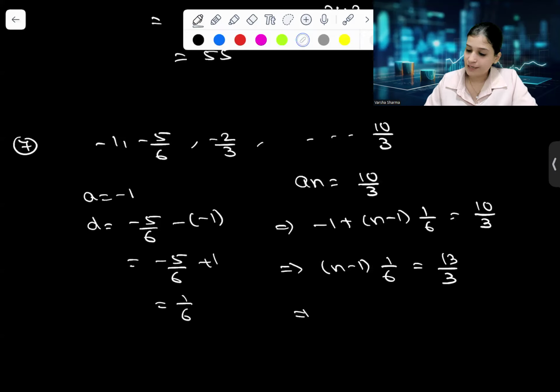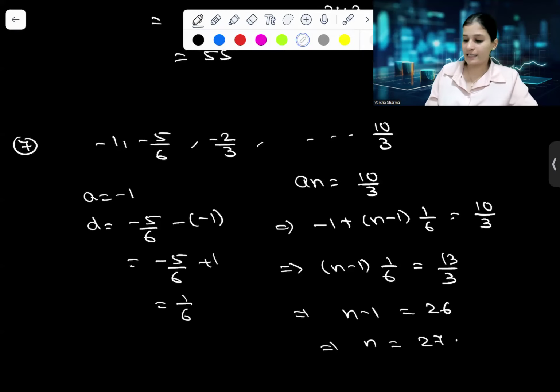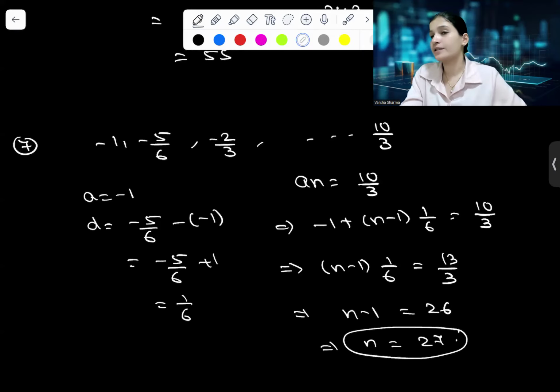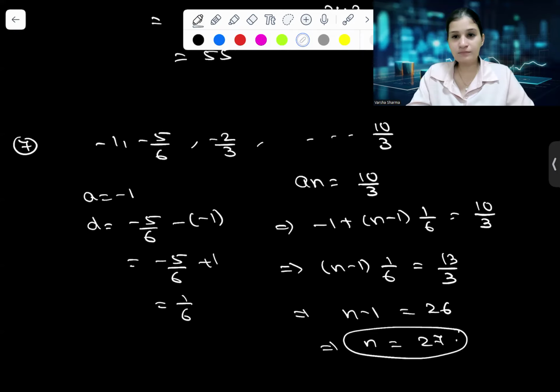13/3 into (n minus 1) is 26. N will be 27. So there are 27 terms in this particular sequence. Yes? I'll need answers. Yes or no? Yes, ma'am.